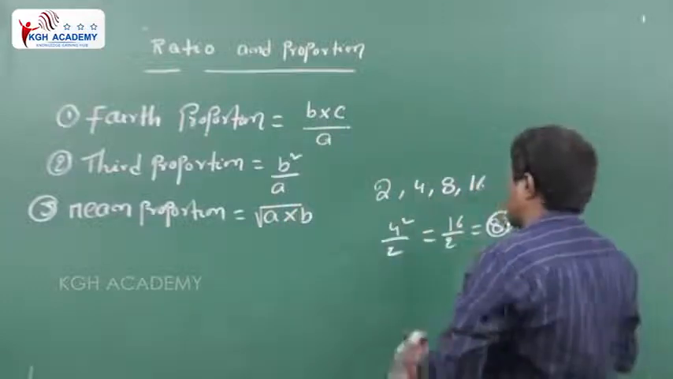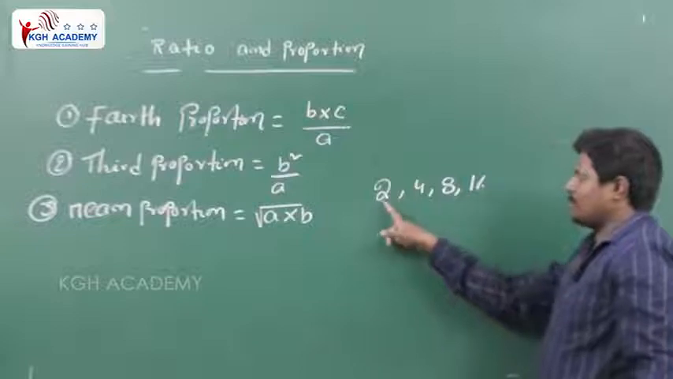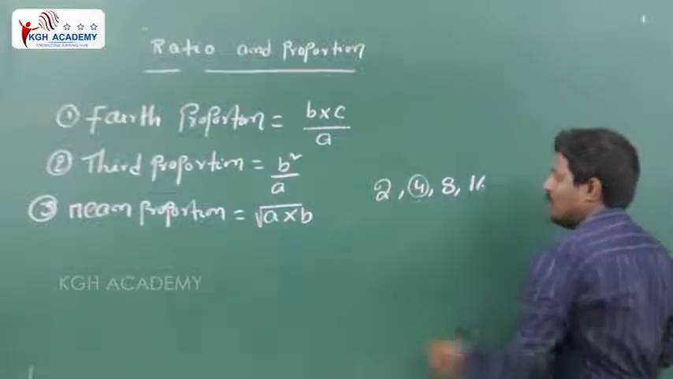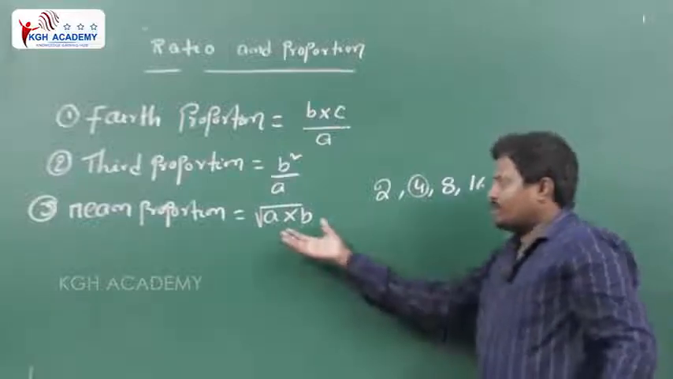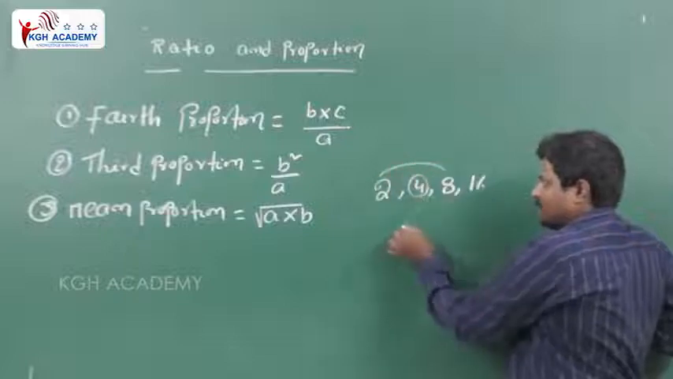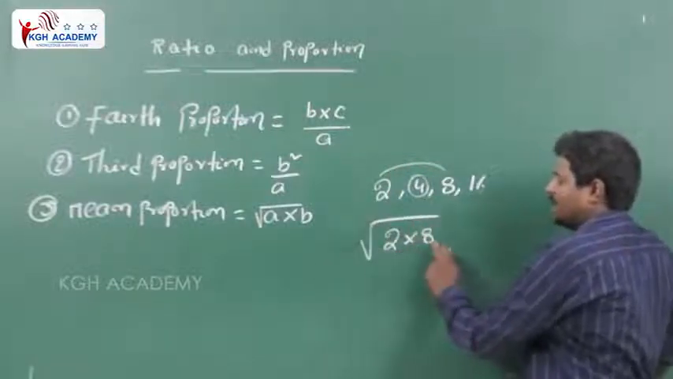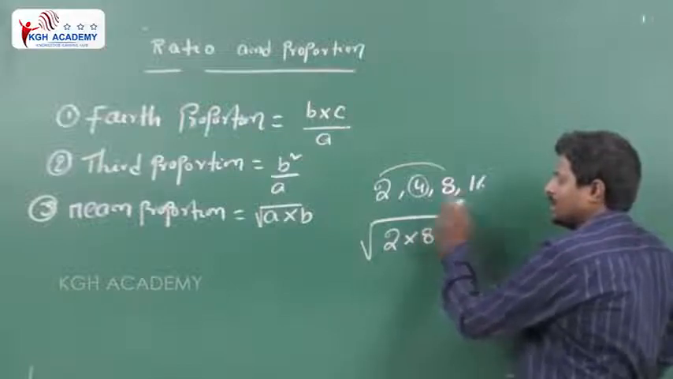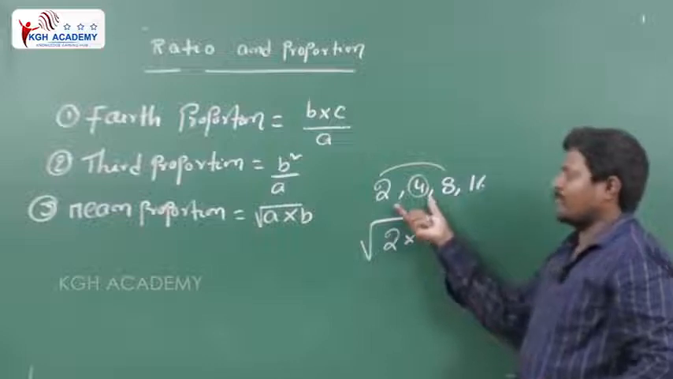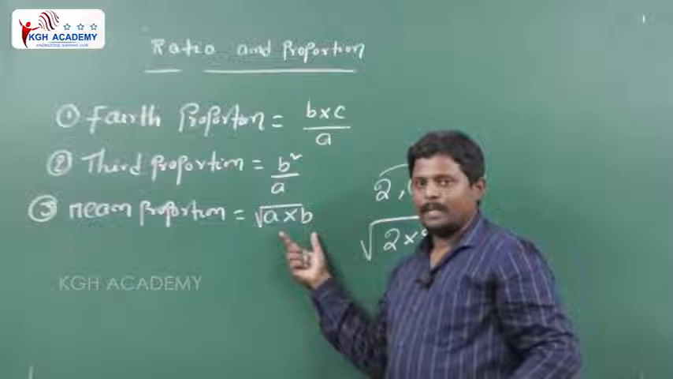Let us take an earlier example: what is the mean proportion of 2, 8? What is the middle term? 4. I want to verify this formula in this example. So we need to take 2 into 8 under root. 2 into 8 is 16. Root of 16 is 4. This is the formula for mean proportion. The mean proportion formula is under root of A into B.